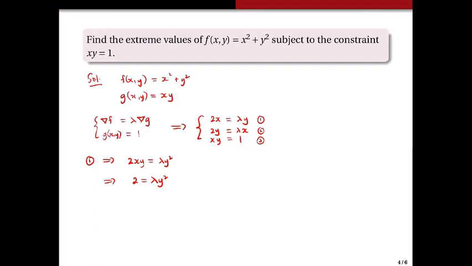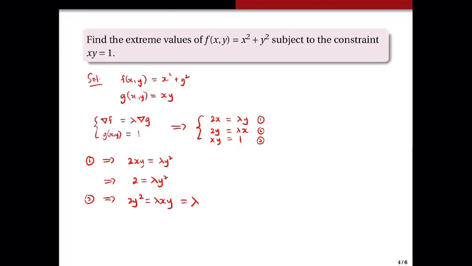And then what else? Maybe we can also multiply equation 2 by y. So if we multiply equation 2 by y, we will have 2y squared equal to lambda xy. But then again, xy equals 1. So this is equal to lambda.